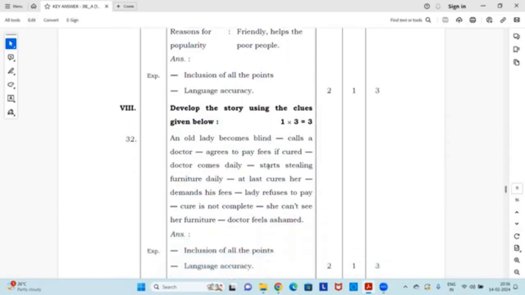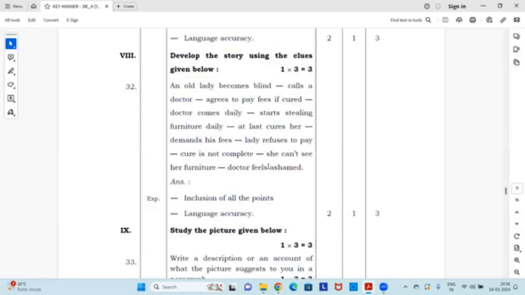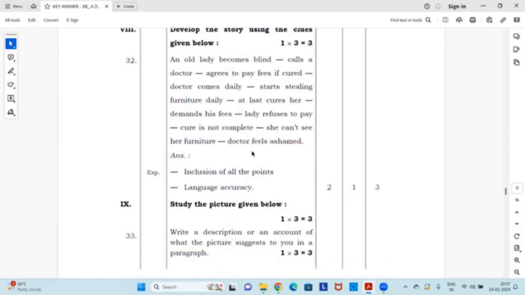Okay, next question 8. Develop the story using the clues. Question number is 32, main is 8. Here there is an outline. An old lady becomes blind, calls a doctor, agrees to pay fees if cured. Doctor comes daily, starts stealing furniture daily, at last cures her, demands his fees. Lady refuses to pay. Cure is not complete. She can't see her furniture. Doctor feels ashamed. So this is the outline of the story. With this, you have to develop it. You have to write sentences and fill in the missing sentences in between, and make it into a proper story paragraph, because here only key points are given.